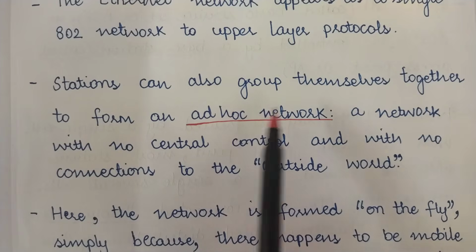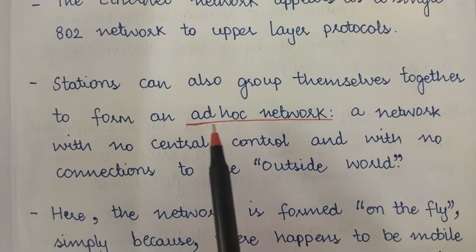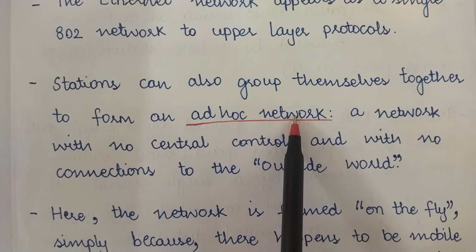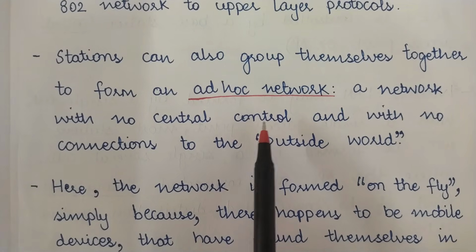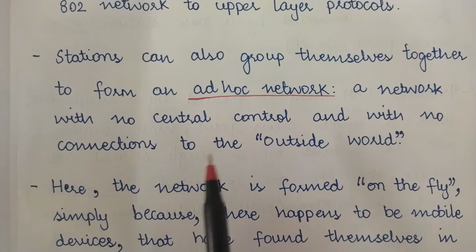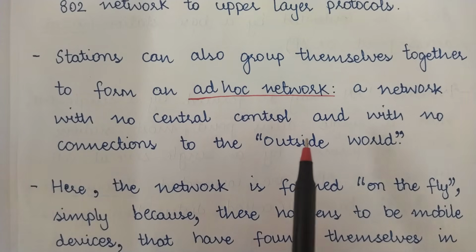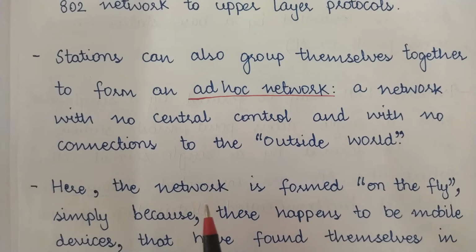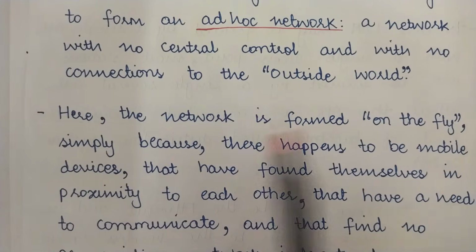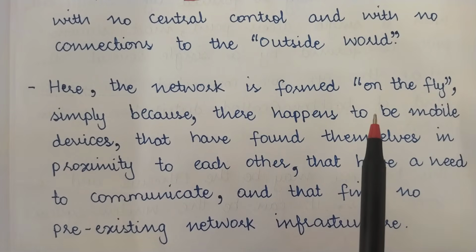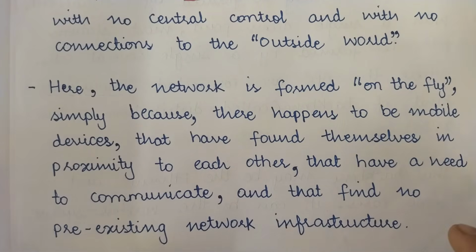So basically all the stations can group together to form an ad hoc network. Now what is an ad hoc network? A network with no central control system and with no connections to the outside world. So stations can also group themselves to form such a kind of ad hoc network. Here the network is formed on the fly or on the go, as and when. There is no predefined configuration.